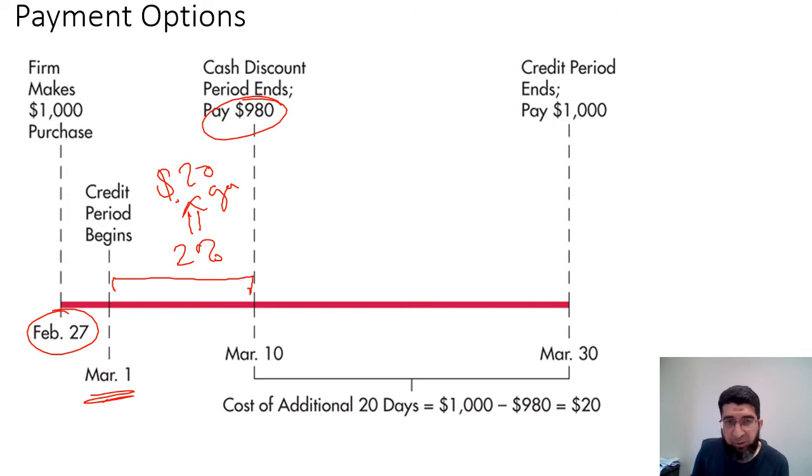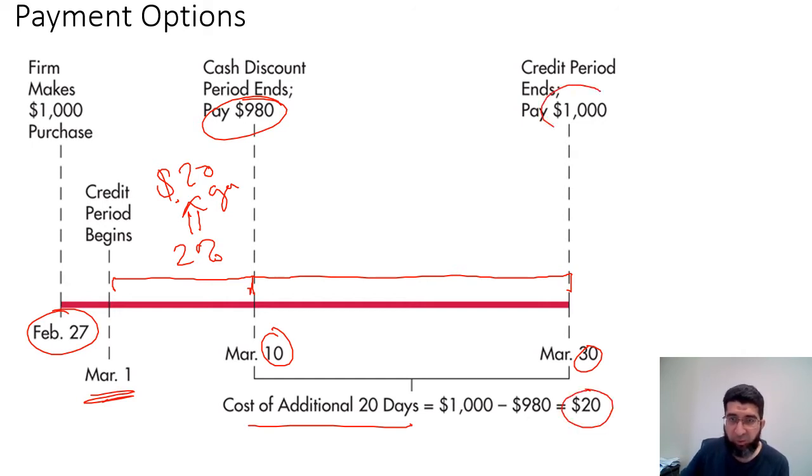But if this is not availed, then what is the cost? The cost comes between March 10 and 30, and that is an additional 20 days. So 1000 minus 980 is equal to $20. We are supposed to pay 1000 here. We were supposed to pay 980 if we availed the discount. So the difference, which is $20, is the cost.